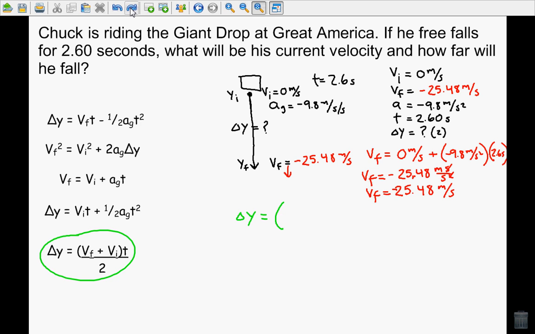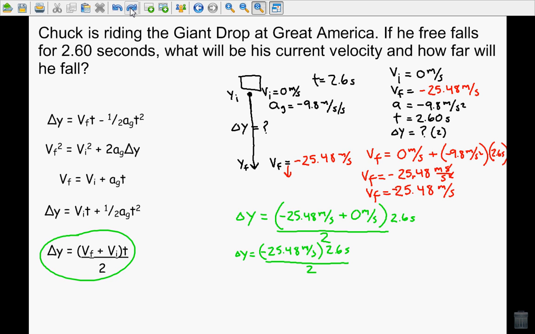So I'm going to plug in my variables. Here's my final velocity. Here's my initial velocity. Divided by 2. Those will be added together, and then I'm multiplying by time. So I'm going to do what's in parentheses first, and that just comes out to 25.48 meters per second multiplied with time and divided by 2.